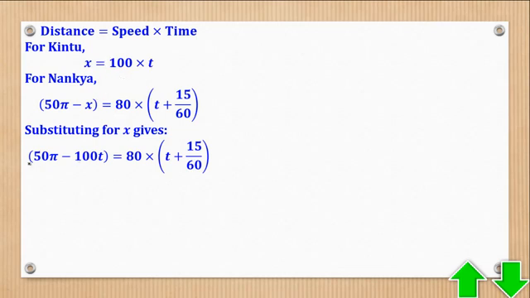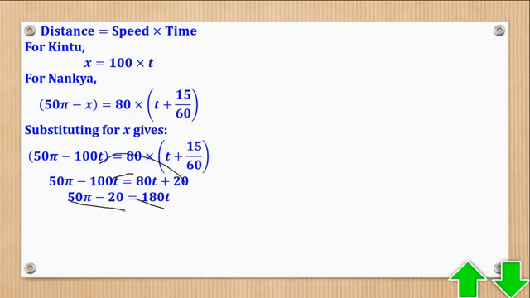Now here we have one unknown, which is t. So let's look for a way of making it the subject. The first thing is to open brackets. So this with this gives you 80t, this with this gives you 20. Then from there we shall collect like terms. Take this on this side to give you 180t, take this on this side to give you 50 pi minus 20. So when we divide both sides by 180, we shall come up with the value of t as this.